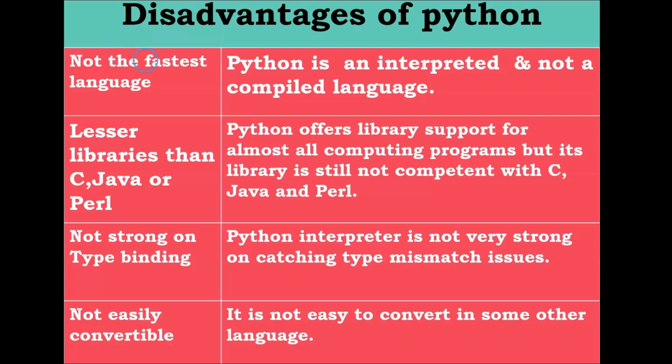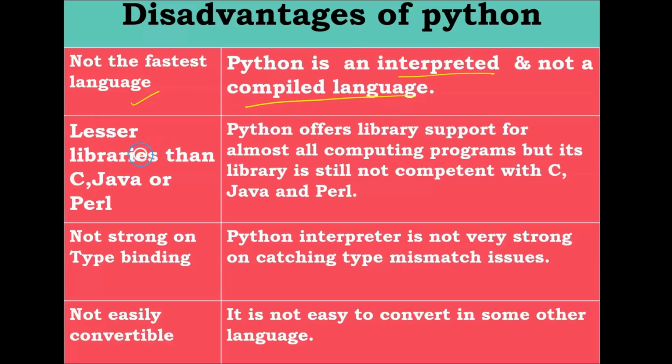Though it has many advantages, it also has some disadvantages. The first disadvantage is that it is not the fastest language. When compared with C and C++, Python is not as fast. Python is interpreted and it is not a compiled language. It means that it does not execute the full program at a time. Because it executes the code line by line, it makes the execution time longer than compiled languages like C and C++.